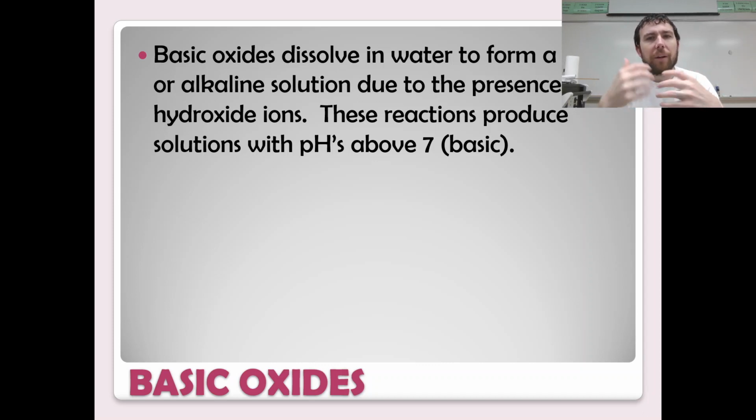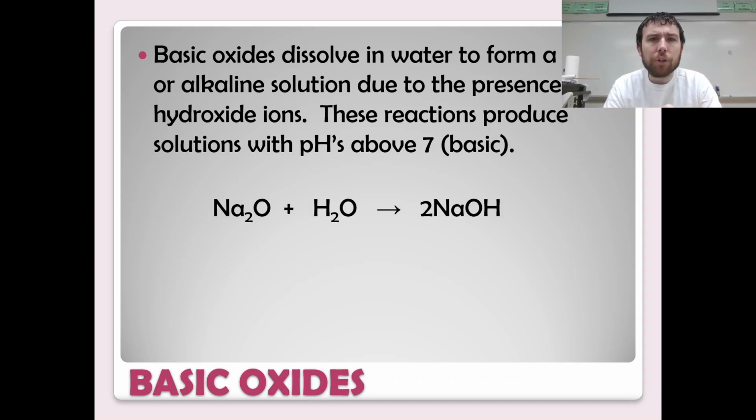And so if we start thinking about this from the perspective of pH, that means that once these substances dissolve in water and they react, you're going to get a pH that's above 7, right? And so, for example, when you place sodium oxide in water, you get the production of 2 moles of sodium hydroxide, right? So that's a relatively strong base. We know it's a strong base because it completely dissociates in solution.